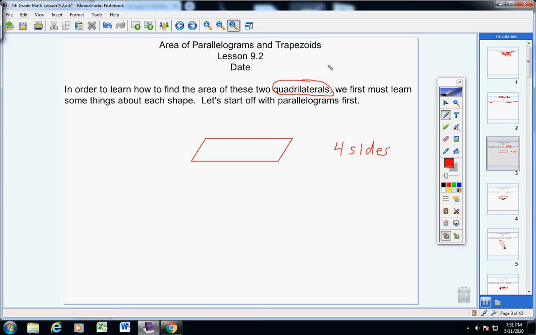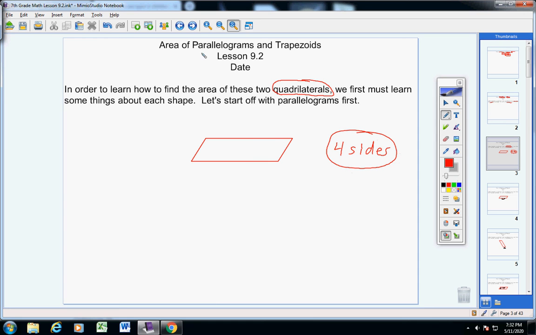Guys, any 4-sided shape, it could look like this. It could look really weird, you know. It could look something like this, something really weird like that. But if it only has 4 sides, like this shape right here does, 1, 2, 3, 4, this is a quadrilateral. A quadrilateral is any 4-sided figure or shape. So a parallelogram always has 4 sides.